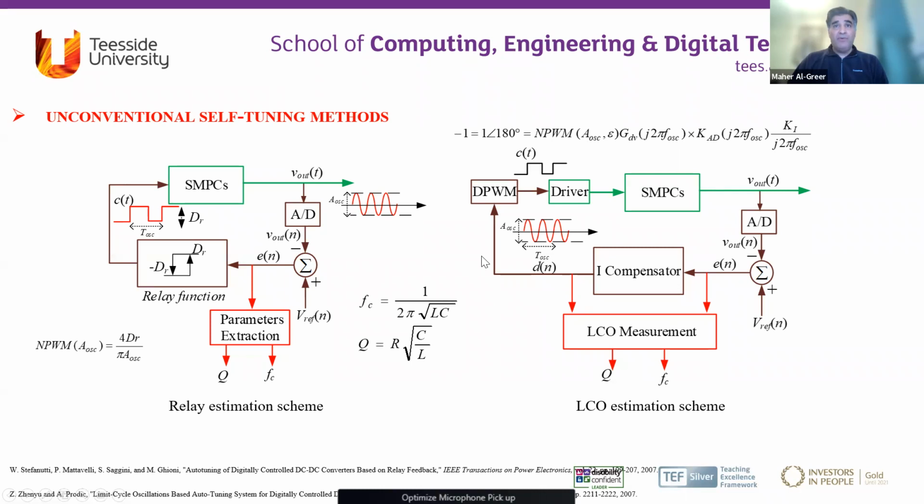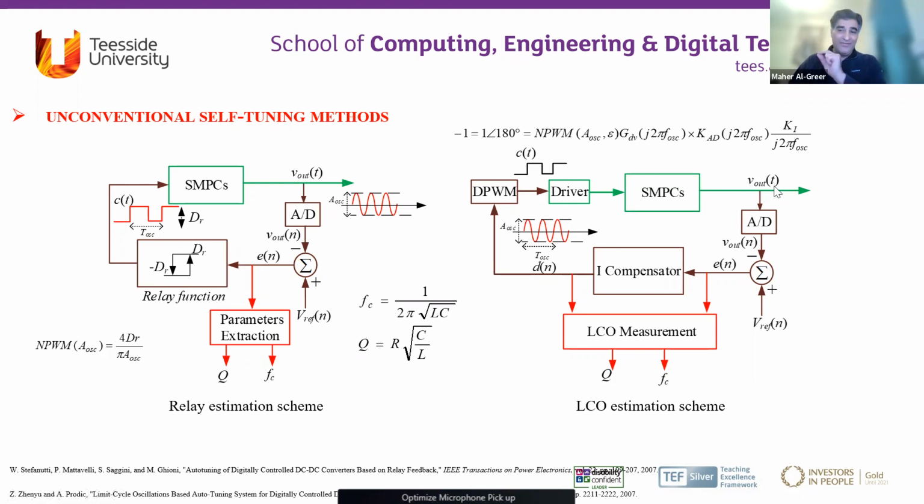In this work, they follow the same procedure, but instead of using the relay function, or relay feedback, they use a conventional I compensator, or I controller. The I compensator amplifies the error signal and produces what is called a limit cycle oscillation. From the limit cycle oscillation produced by this I controller, they can again measure the corner frequency and the quality factor of the converter, to identify those two parameters and then design the control system or monitor changes in the switch mode power converter. Both methods are simple to implement and can be used for real-time implementation, but they need to produce some kind of oscillation in the regulated output.